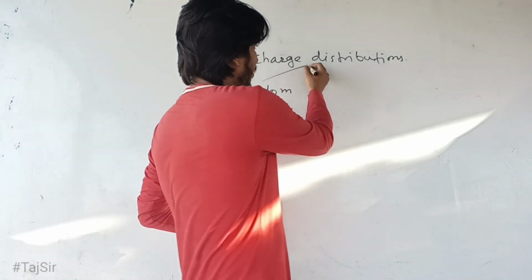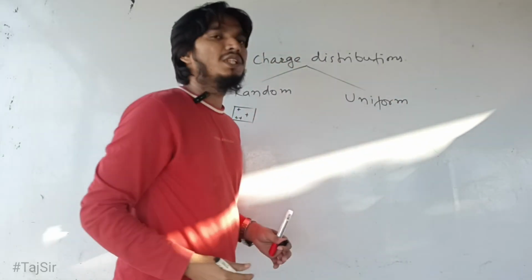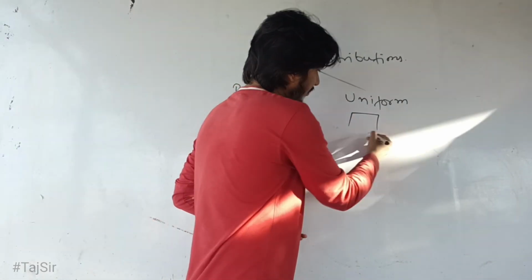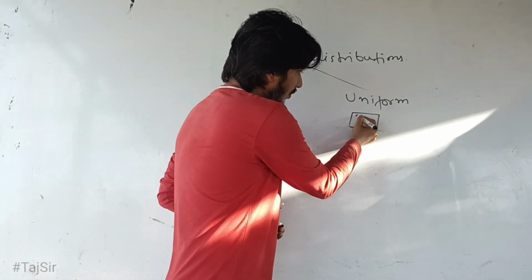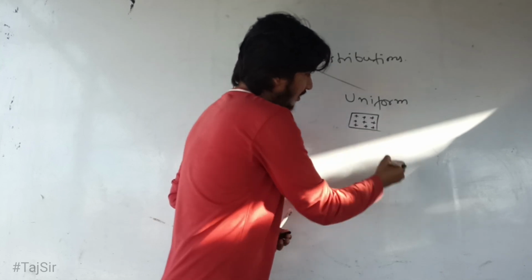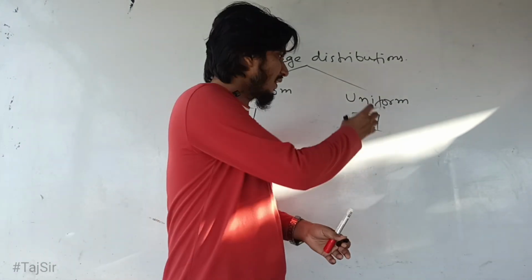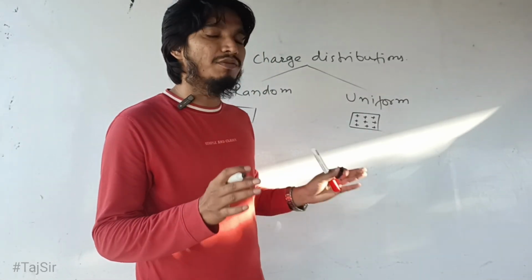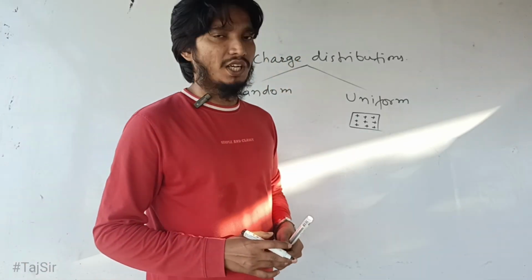And there is another kind of distribution which is known as uniform or uniformly charged distribution. What it means, suppose you have the same sheet. In this, if you observe, you will find charges uniform throughout the whole surface. That is, in any particular region or area, there is an equal amount of charge present if the areas are equal. This kind of distribution is known as uniform charge distribution.